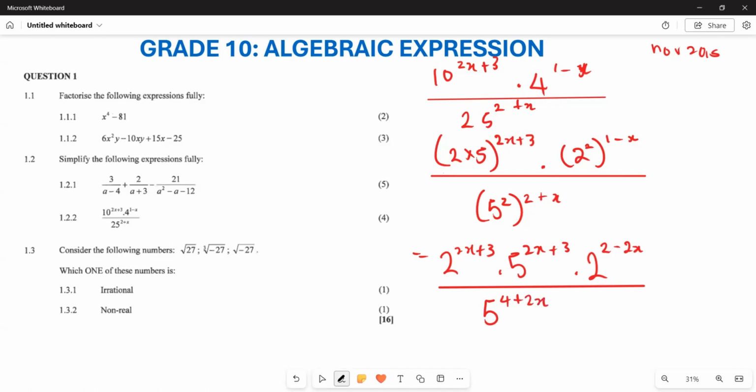And now that you are having this, what I want you to do is, remember, there is multiplication everywhere, right? So you are multiplying powers of the same base.